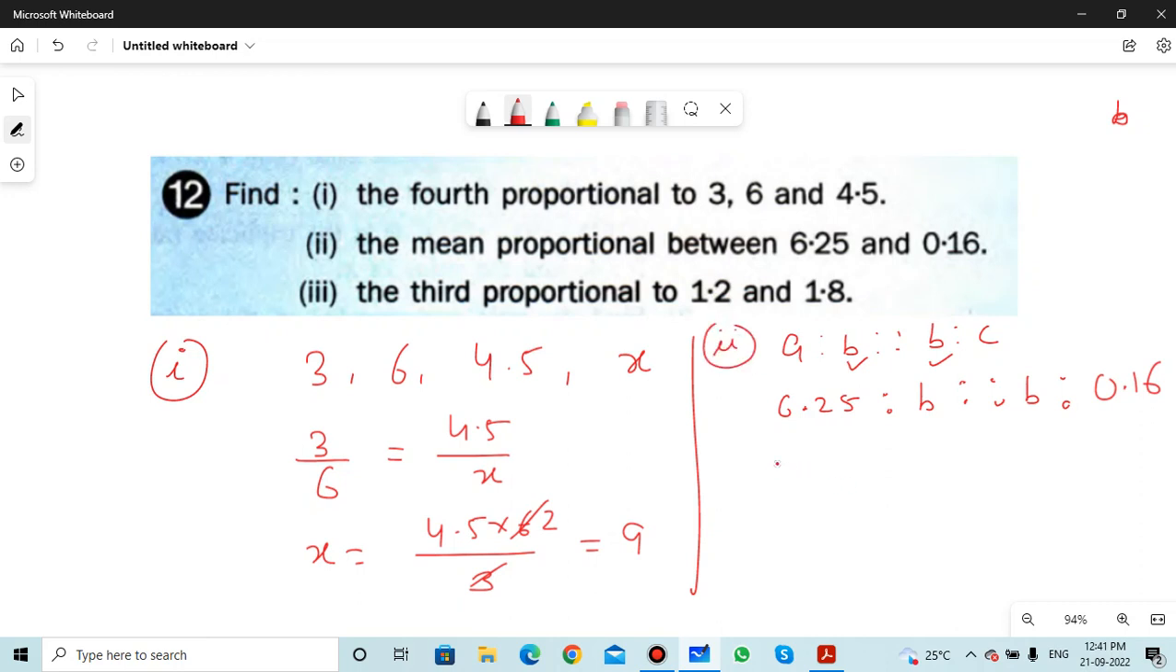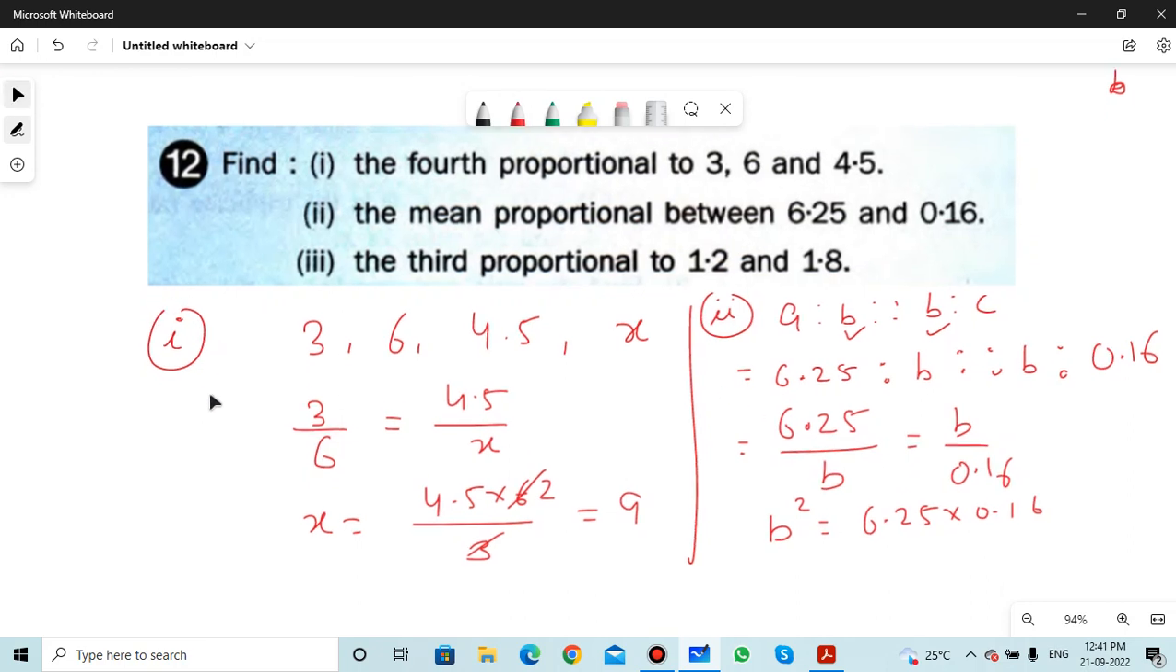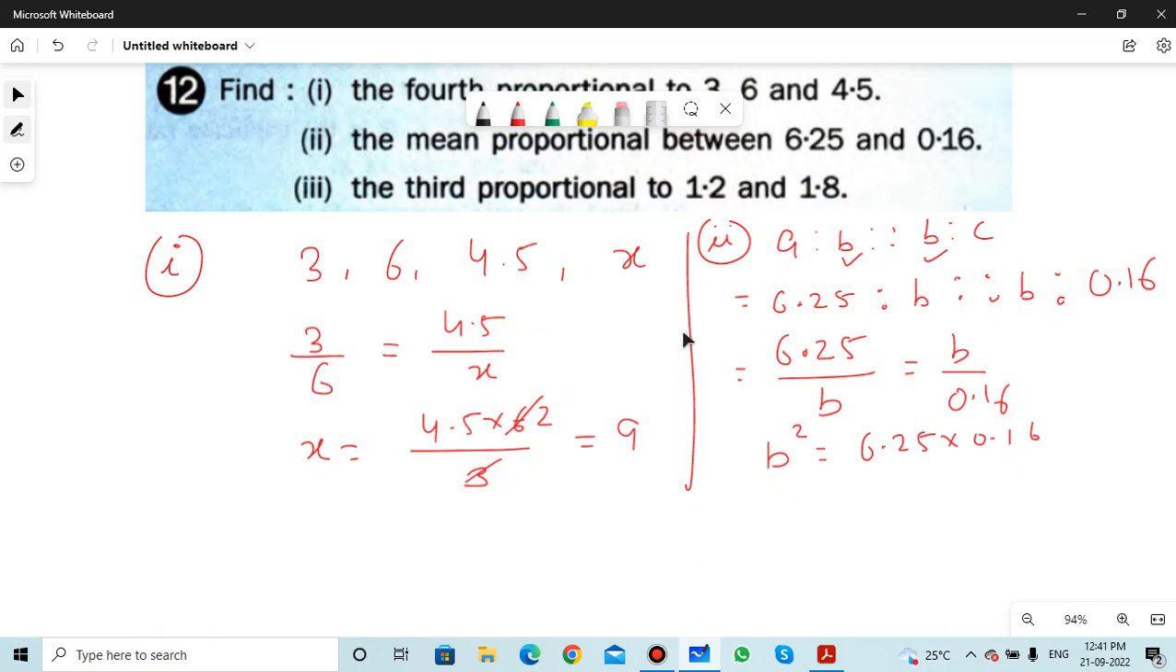So how do we write it? 6.25 upon B is equal to B upon 0.16, or we can call it B square is equal to 6.25 into 0.16. Difficult calculation in this case. So what we can do is make it easier. How?